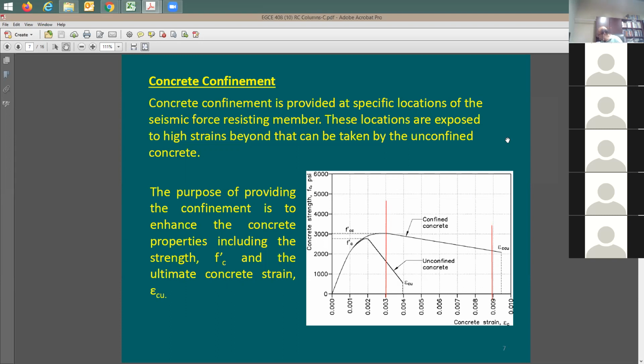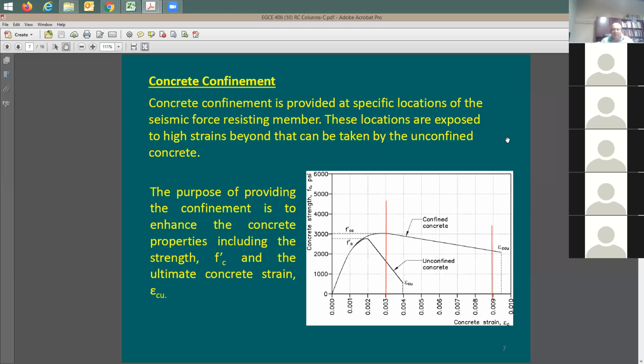It's just adding resistance, right, to one of the members. Mateo, is Mateo there? Tell me, what's the confinement doing? It provides specific location. You can read it, you have it right there. Concrete confinement is provided at specific locations of the seismic force resisting member. Yeah, but we're not here talking about seismic, right?